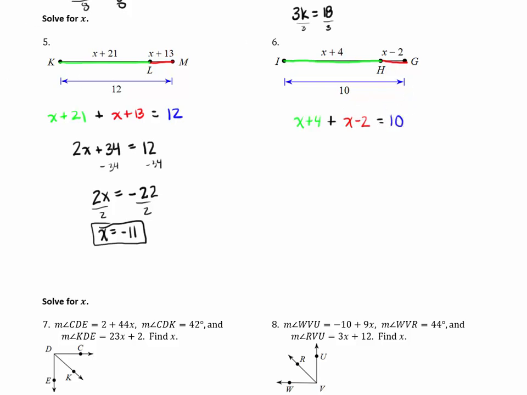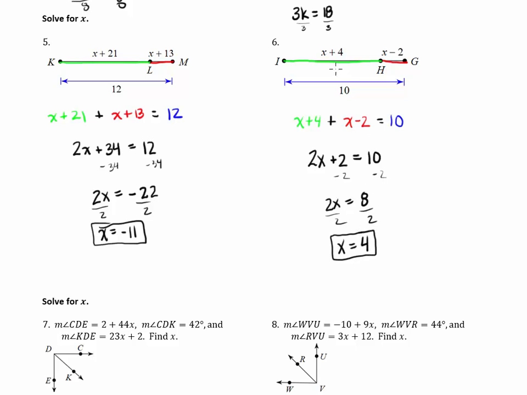So on the left-hand side, these are all on the same side, so we can combine them together. x plus x is 2x. 4 minus 2, or 4 plus a negative 2, is positive 2. And then on the other side we have 10. Well, we need to move this 2 over, so we'll subtract 2 from both sides. So we get 2x is equal to 8. And we will divide both sides by 2. And we get x is equal to 4.